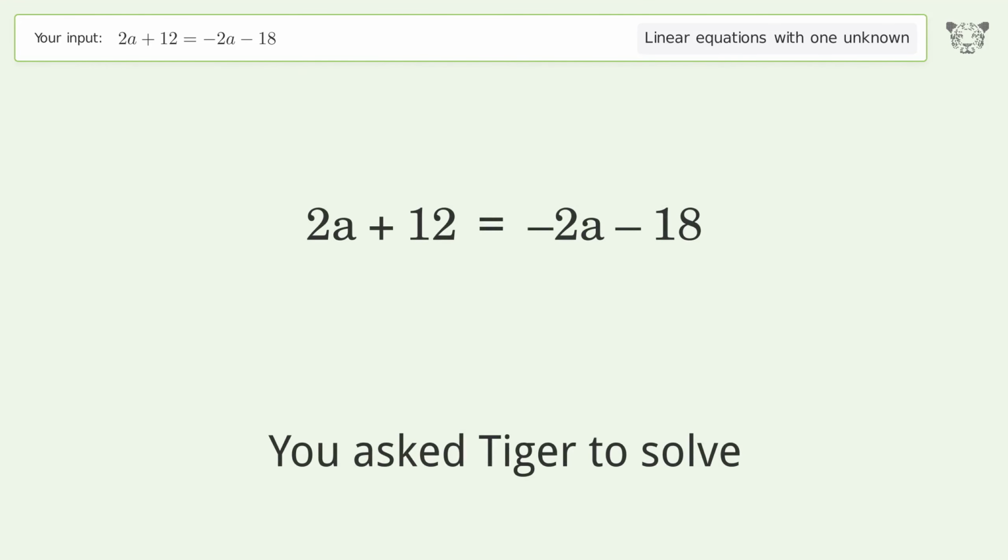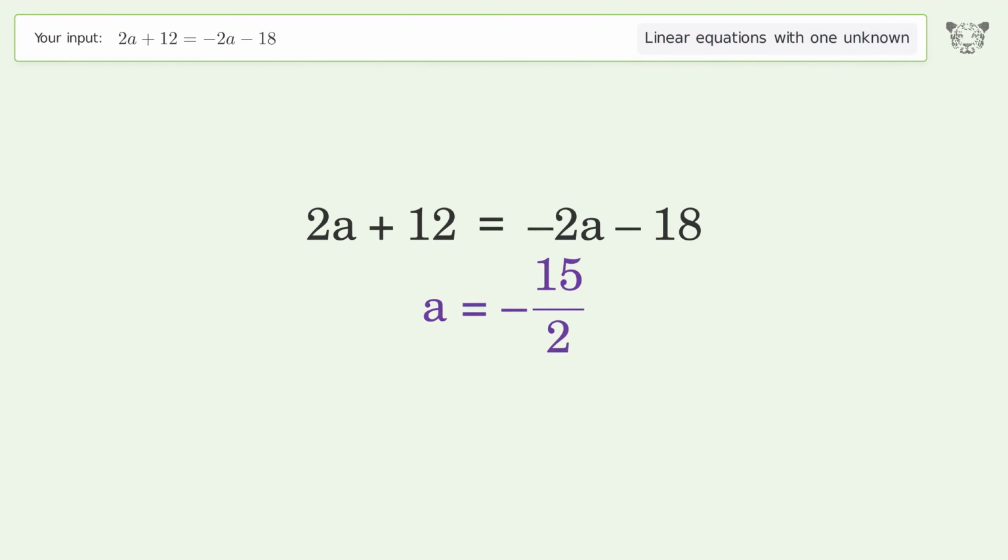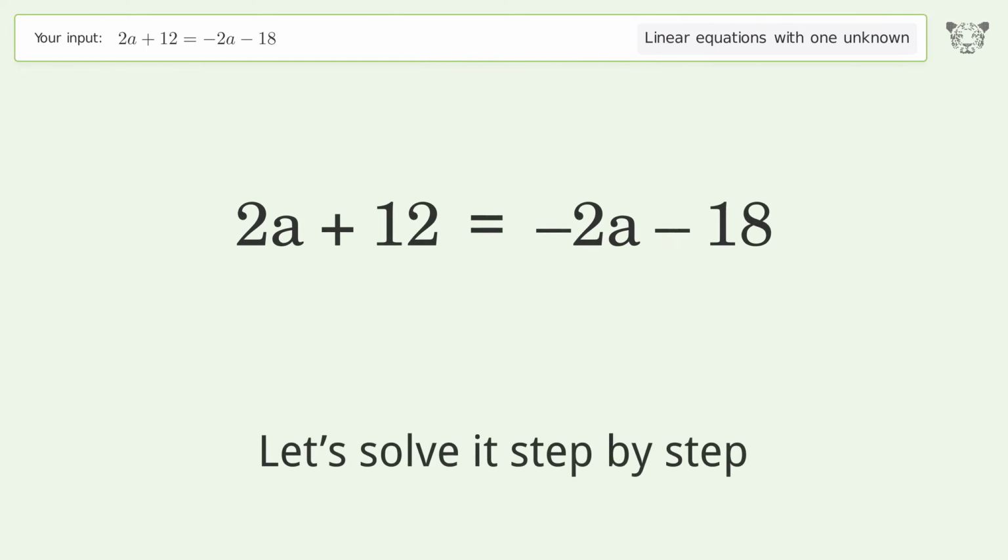You ask Tiger to solve. This deals with linear equations with one unknown. The final result is a equals -15/2. Let's solve it step by step.